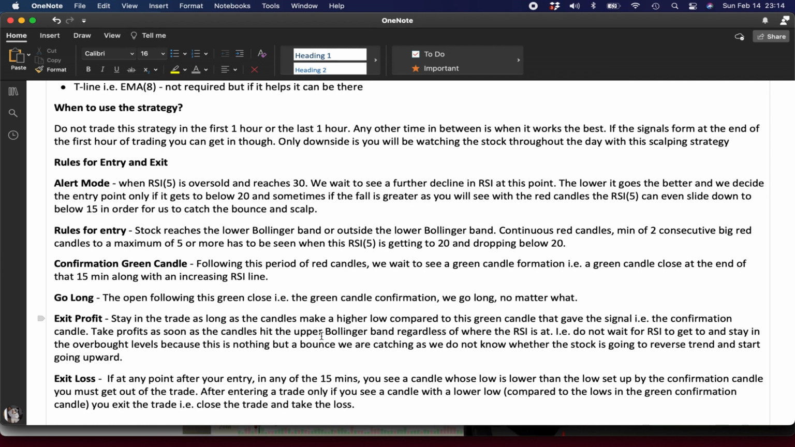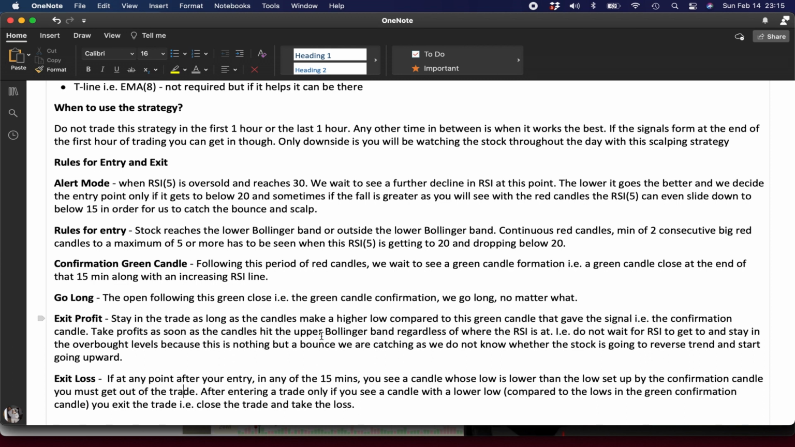All right. Now, once going long, at what point do you exit with a profit and at what point do you take a loss? The exit profit point is that you would stay in the trade as long as the candles make a higher low compared to this green candle that gave us the signal in the first place, which is the confirmation candle. You would stay in this trade until the price hits the upper Bollinger Band.